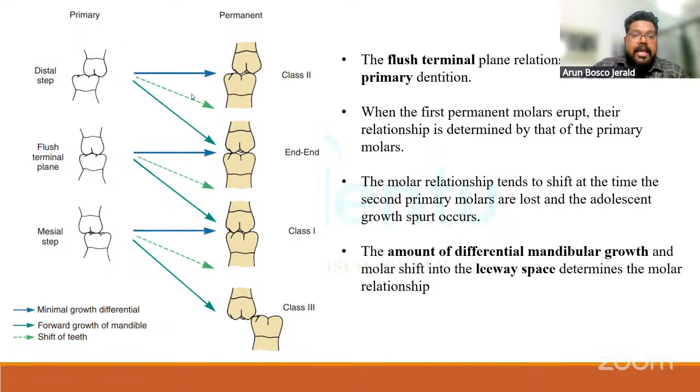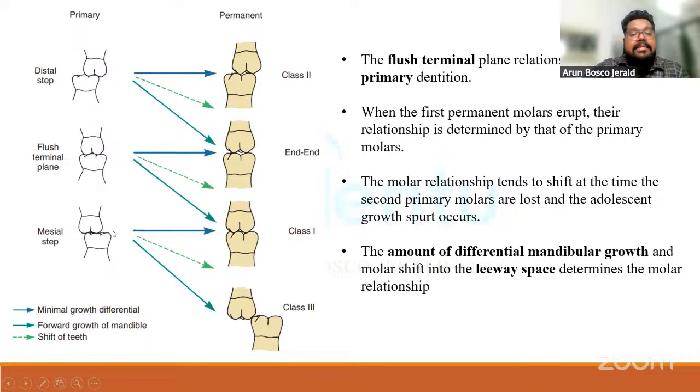So because of the loss of deciduous dentition or by the utilization of the leeway space, this lower molar can get migrated slightly mesially. So depending on the mesial migration, it can be in a class 2 molar relationship or become an end-on molar relationship. It can never become a class 1 molar relationship.